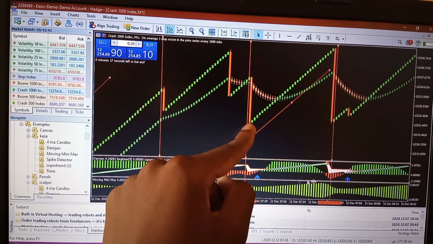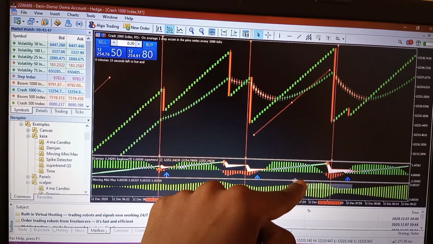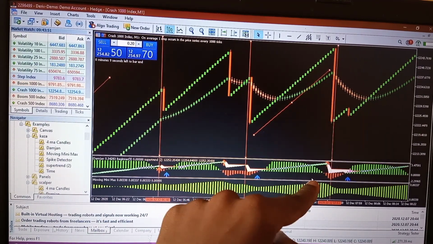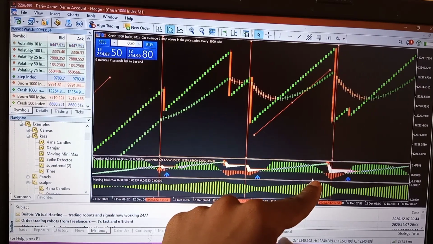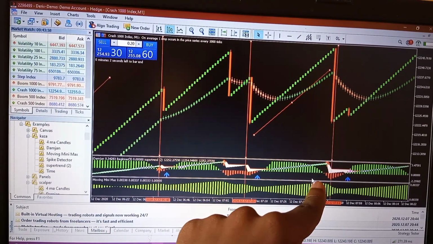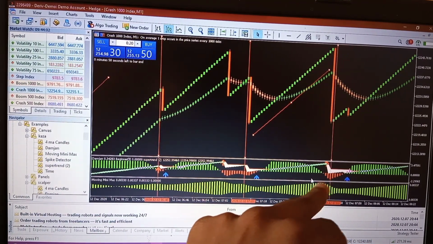For example, when it reaches somewhere near this line, it's more like a warning that if you're still holding this trade, you should probably close it, because any time soon it can crash on you. So this is how the moving minimax can help you.